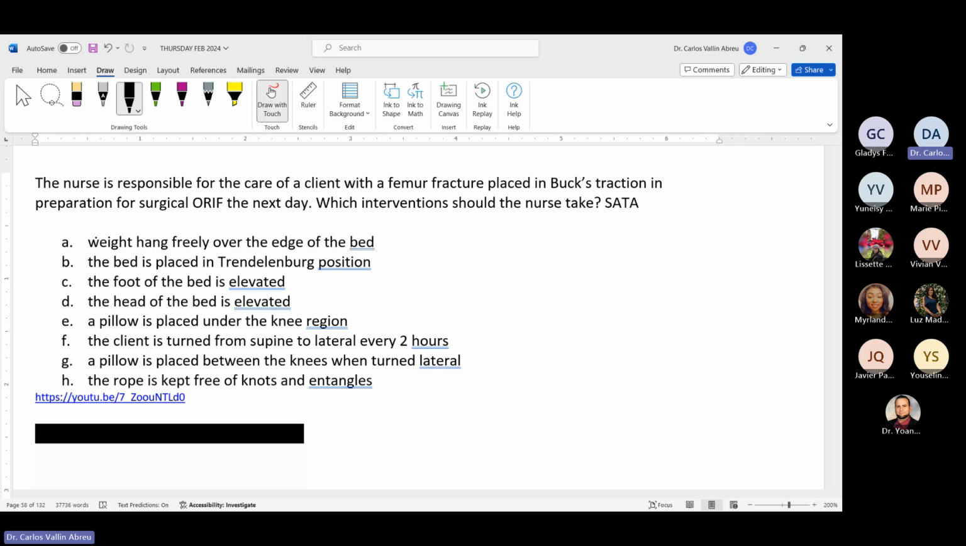And I have several interventions. The weight must hang freely over the edge of the bed. The bed is placed in Trendelenburg position. The foot of the bed is elevated. The head of the bed is elevated. A pillow is placed under the knee region. The client is turned from supine to lateral every 2 hours. A pillow is placed between the knees when turned lateral. The rope is kept free of knots and entanglements.